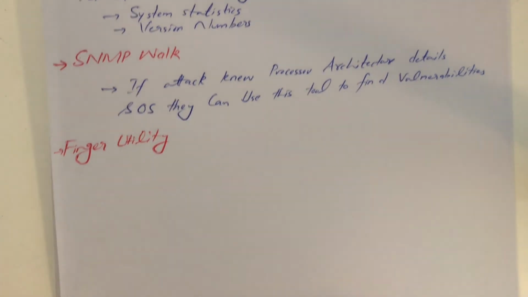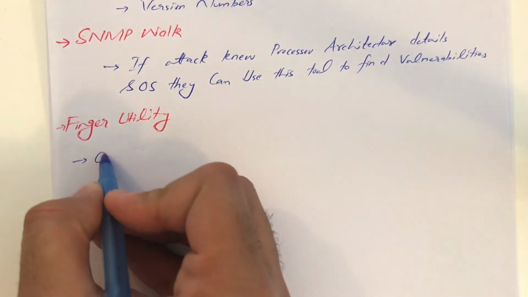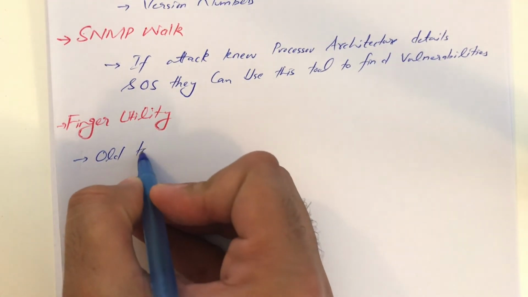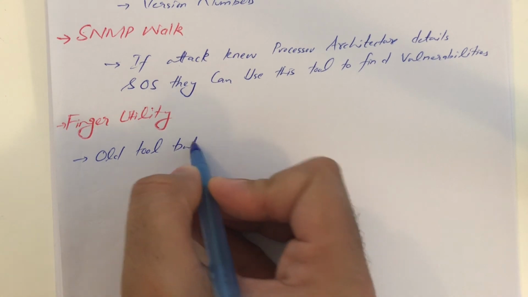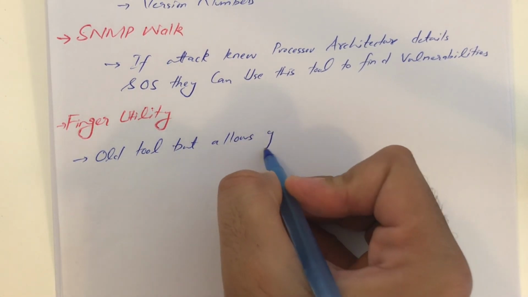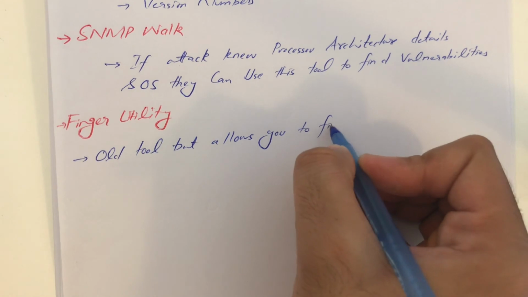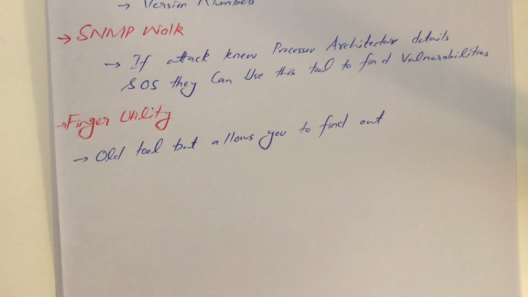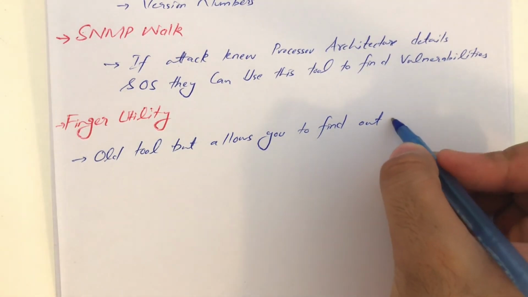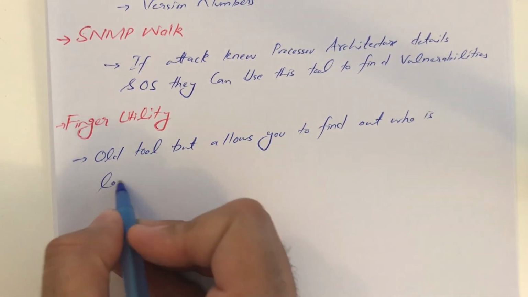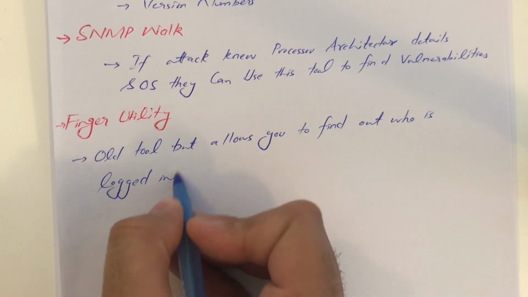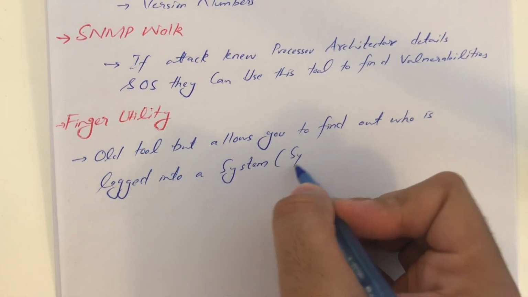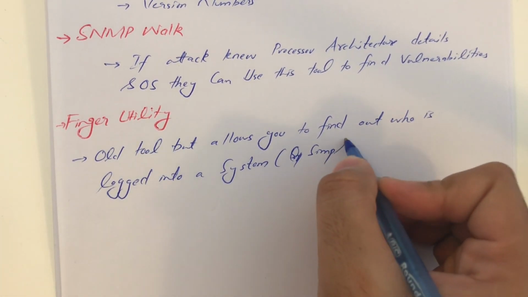And the last is the finger utility. Again, it's a very old tool, which is outdated nowadays. It allows you to find out, if the victim's operating system is Unix, who is logged into a system. You can use a very simple command.